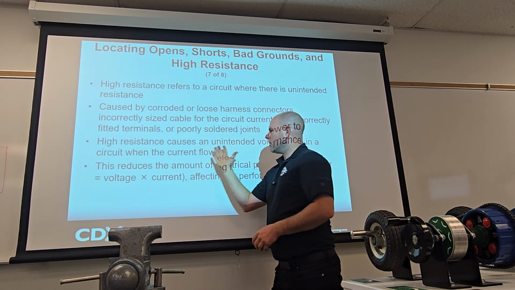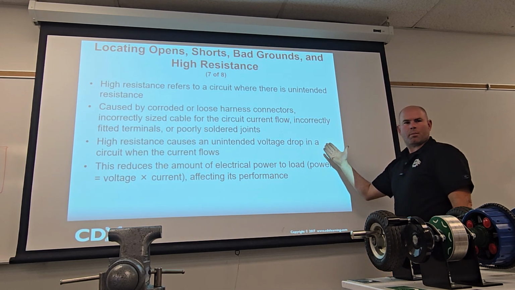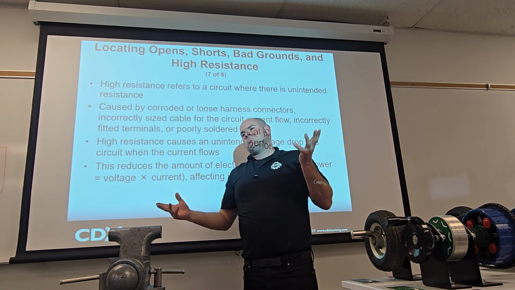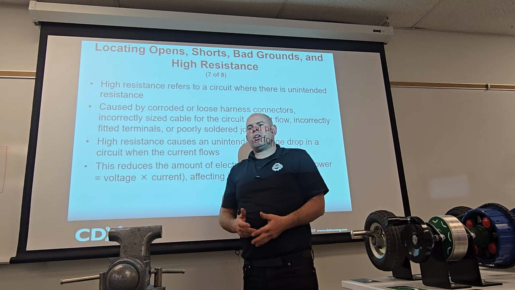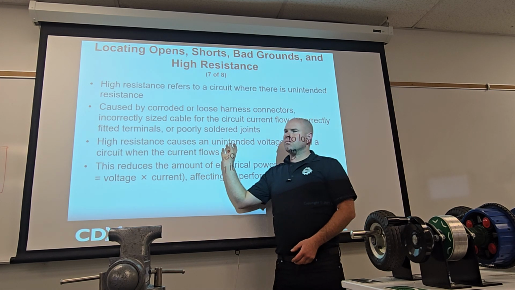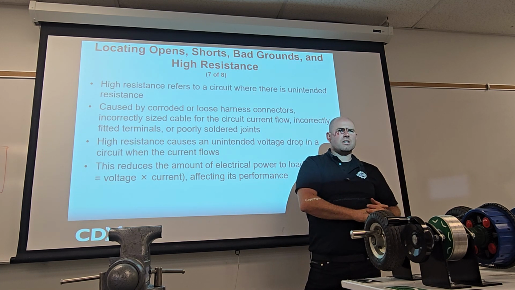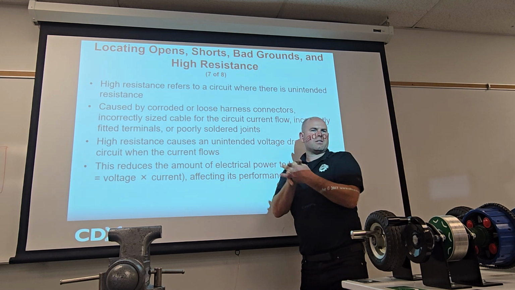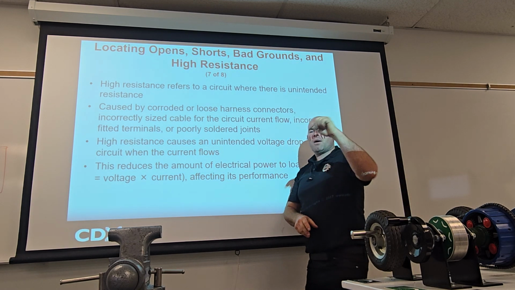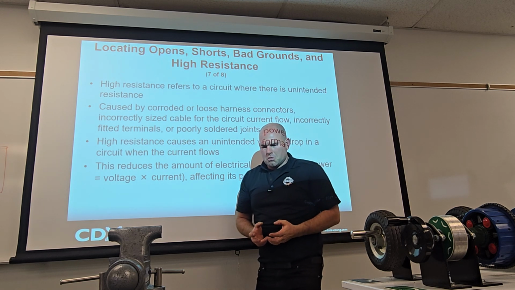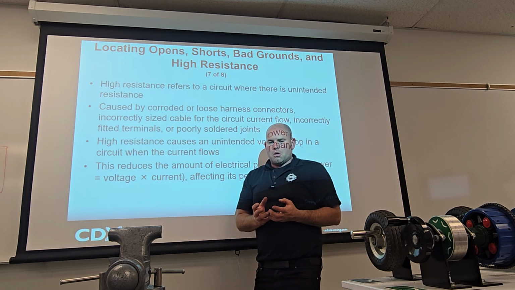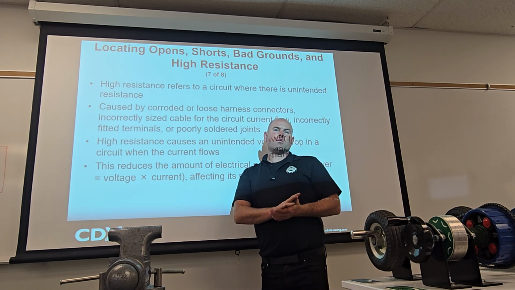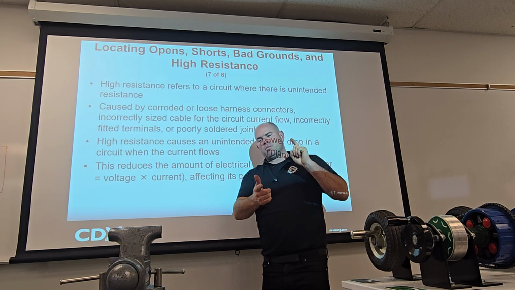So this happens a lot. This is very common. High resistance causes unintended voltage drop, right? So that means now your load that's supposed to get 12 gets 8, 6, 2, I don't know. It's only going to consume the proportion of the unwanted resistance. And if the unwanted resistance is really big, the load will consume less and less and less and get to the point where you go to run that power window and the power window's like this.